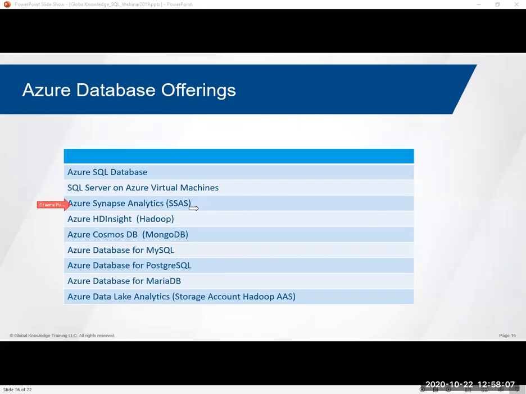You have Azure Synapse, which is SQL Server Analysis Services in Azure. You have Azure HDInsight, which is a Hadoop implementation in Azure, which is a NoSQL solution. We have Cosmos DB, which is MongoDB, an open source database solution. We have other open source database solutions, so we have MySQL, Postgres, MariaDB. MariaDB is a fork of MySQL. So you have a number of open source database solutions. You also have Azure Data Lake. You also have table storage in storage. So you can just create a storage account and have table storage in it, but that's not really a database per se. So there are a number of offerings that we have in Azure here.